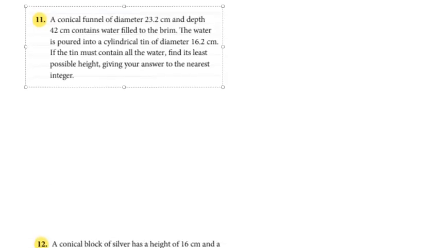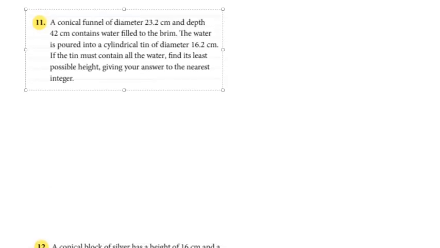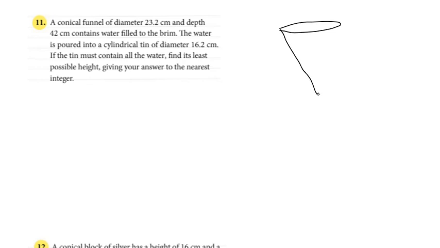We have the next question, question number 11. A conical funnel of diameter 23.2 centimeters and depth 42 centimeters contained water filled to the brim. The water is poured into a cylindrical tin of diameter 16.2 centimeters. If the tin must contain all the water, find its least possible height, giving your answer to the nearest integer. Now, the conical funnel is like this shape, an inverted cone, and filled to the brim means to this level.